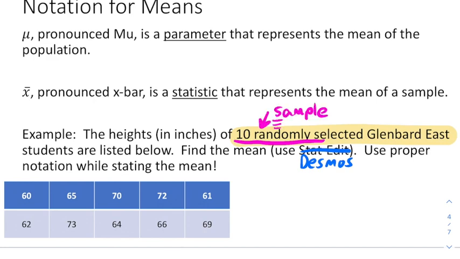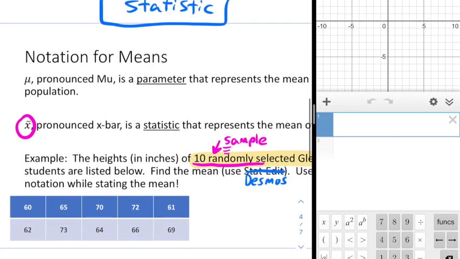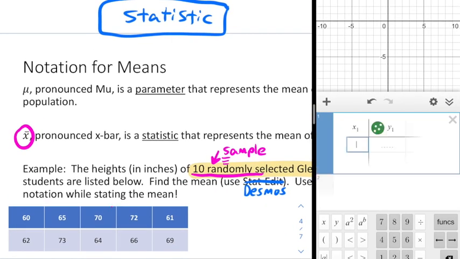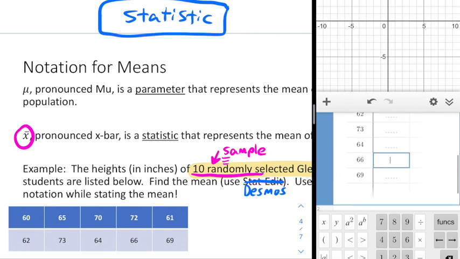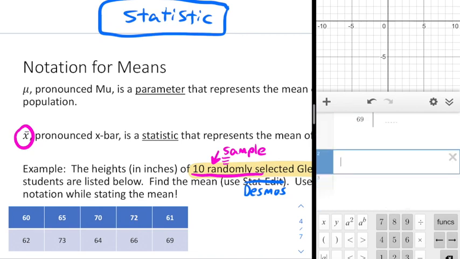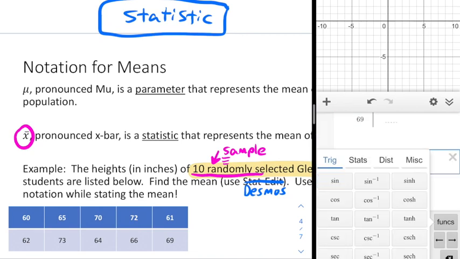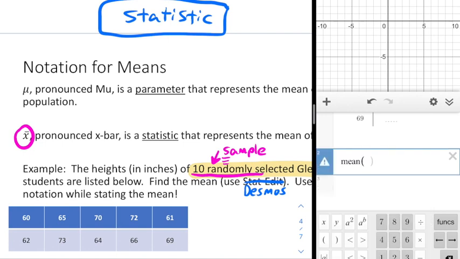And since it's a sample, we want the statistic notation of x bar. So I'm going to pull up Desmos and create a table. I'm going to put all 10 of these values into that table under x1. Now that I have those 10 values entered, I'm going to go to Functions, Statistics, and Mean. And I'm just going to put mean x1, which Desmos tells me is 66.2.